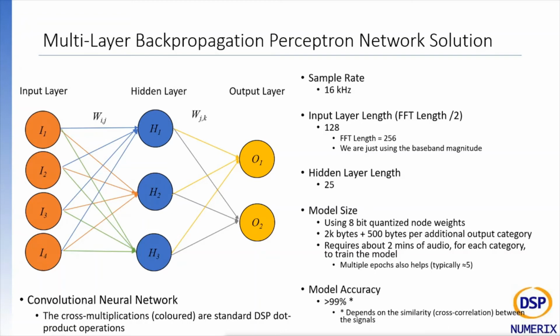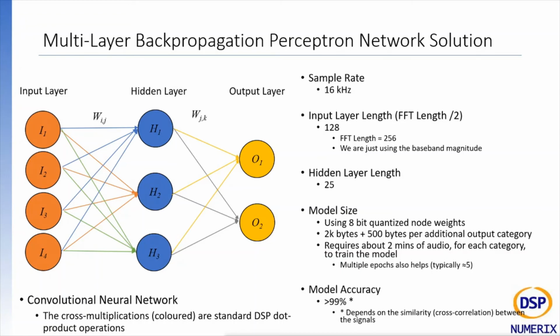In terms of the size, and the demonstration that we showed, the model weights are quantized to 8 bits. And this means that the model size is approximately 2 kilobytes plus 500 bytes per additional output category. So in this case, the model is about 2.5 kilobytes. The model required about 2 minutes of audio for training, and on my laptop the training took about 2 or 3 minutes using the data augmentation that I mentioned. The model accuracy is greater than 99%. In fact, I haven't seen it fail at all in the testing I've done, but it is worth noting that the model accuracy for this type of neural network really depends on the similarity or the cross-correlation between the signals that we are trying to detect.